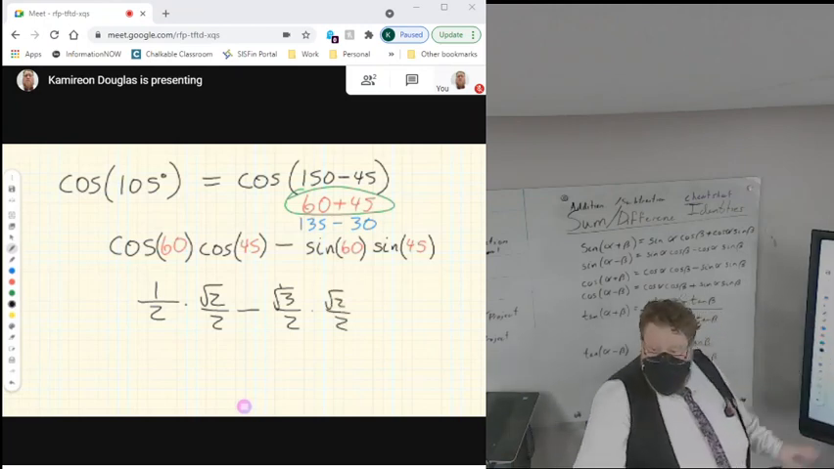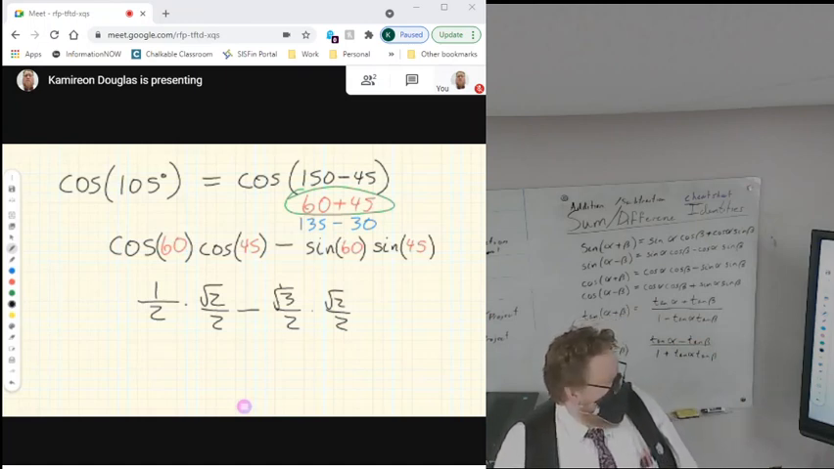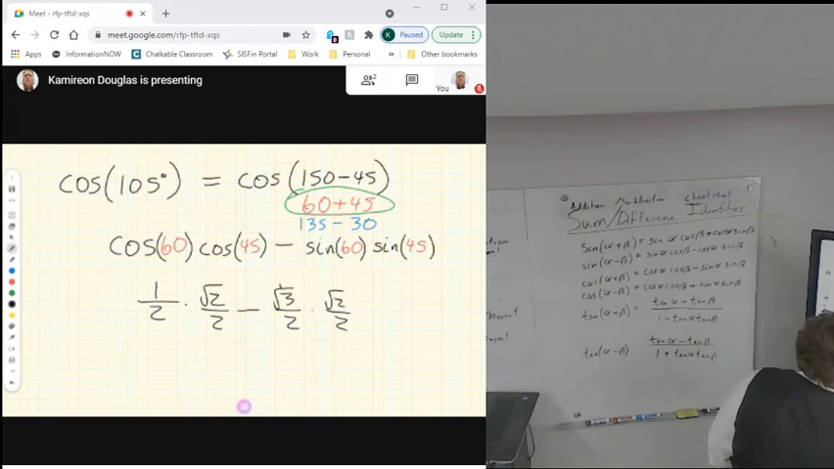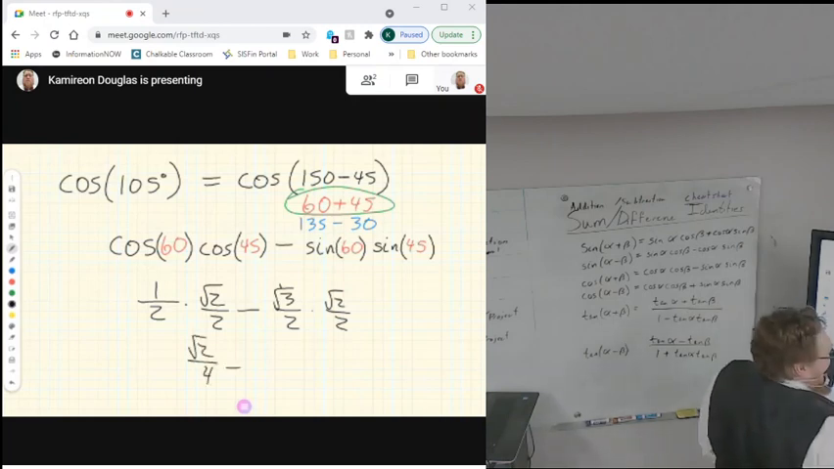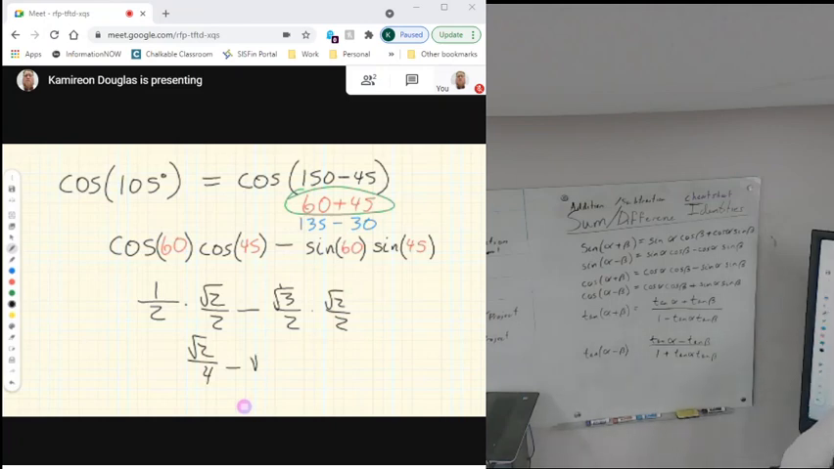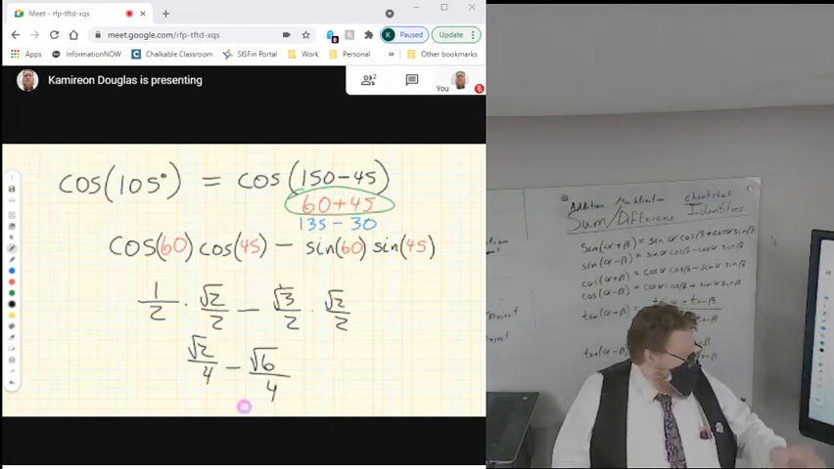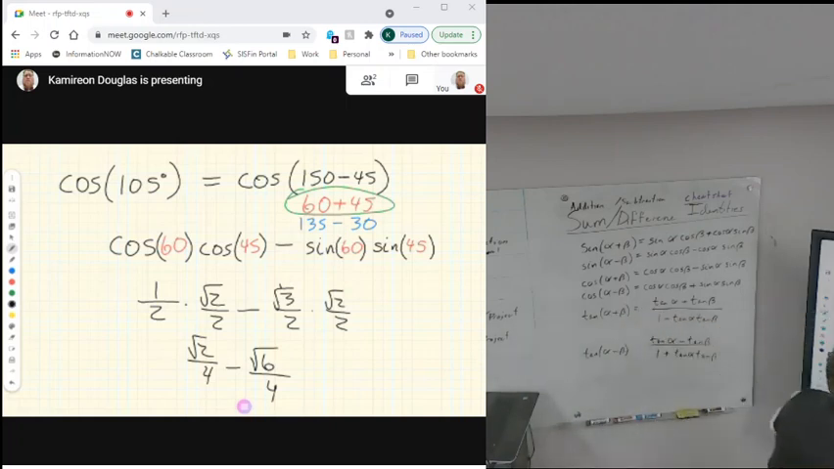Before we go any farther, there are pieces. Simplify the first piece: 1/2 times square root of 2 over 2. Top times top is square root of 2. Bottom times bottom is 4. Minus square root of 3 times square root of 2 is square root of 6. Top times top. On bottom, 2 times 2, 4. I simplify what I can. They have the same denominator. So square root of 2 over 4 minus square root of 6 over 4 becomes square root of 2 minus square root of 6, all over 4.